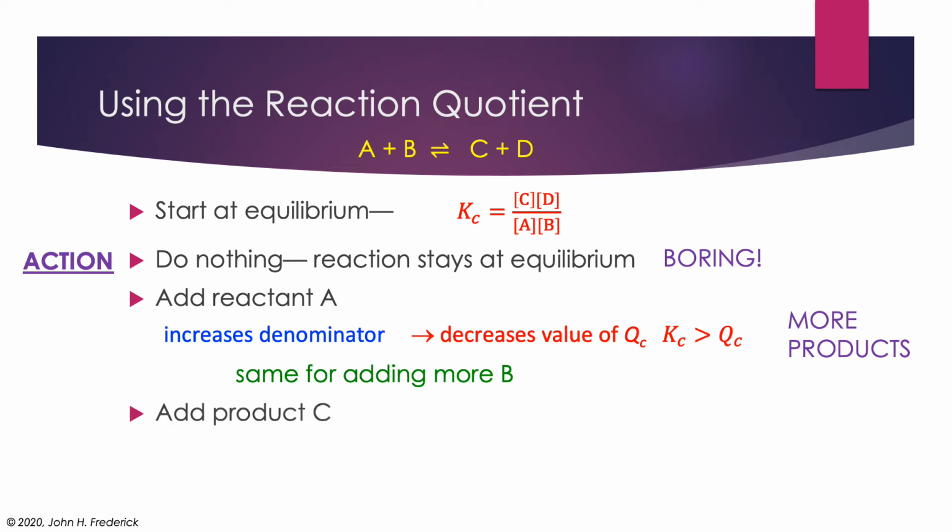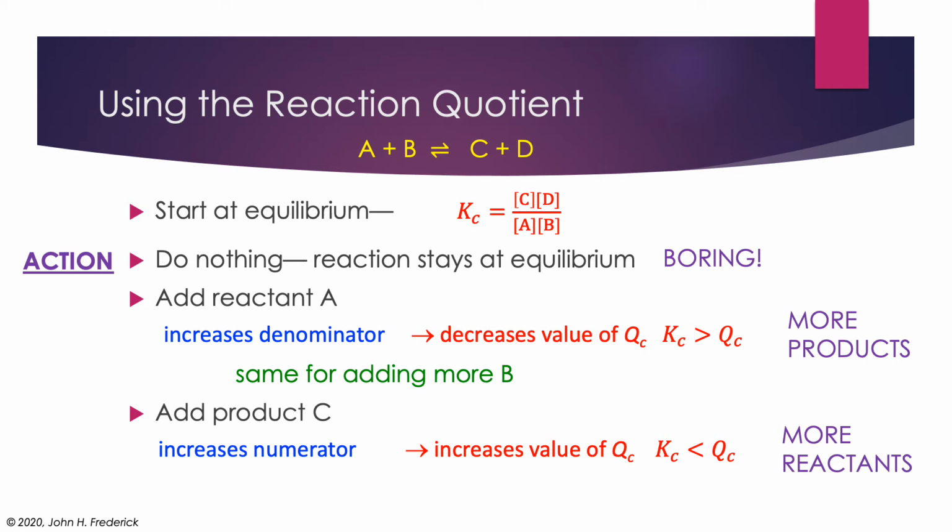Now what happens if we add some of product C? Well, in this case, we're going to be increasing the numerator of the expression for Qc. Okay, so that means we're going to be making Qc greater than what the value of Kc would have been. So if Qc is greater, now our little arrow points to the left, so we're going to have to produce more reactants. And the same is going to be true if we added more D to this thing. So notice this trend. Add A, we go to the right to form more products. Add C, we go to the left to form more reactants.